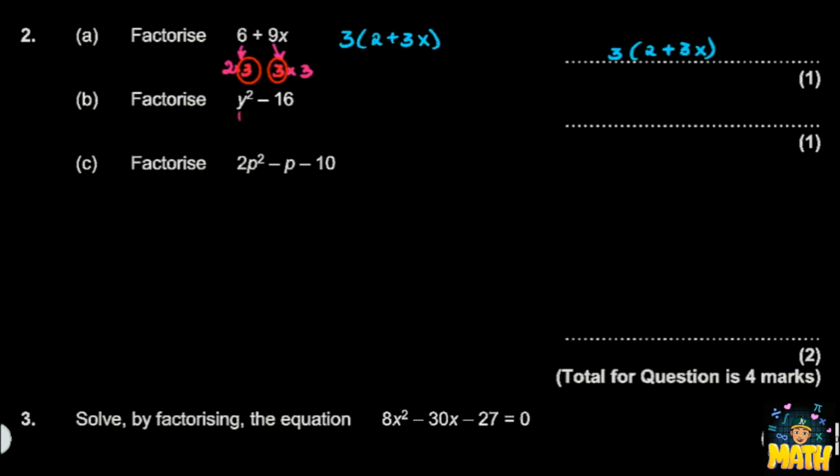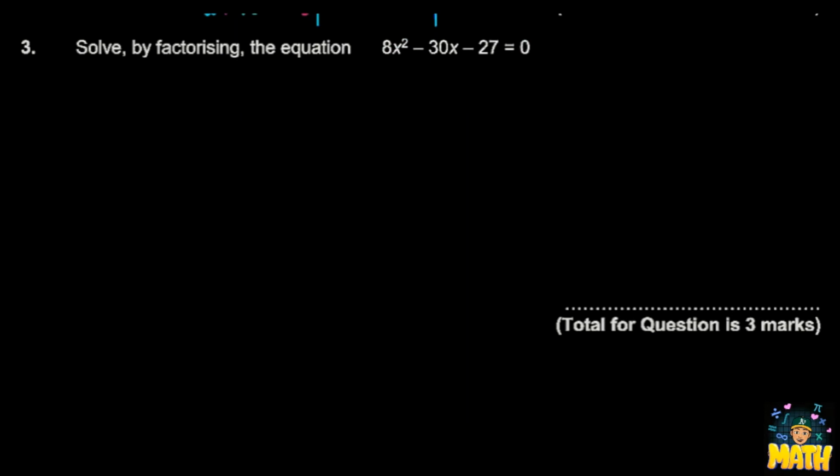All right, factorize y squared minus 16. I want you guys to notice that y squared minus 16 looks like a difference of 2 squares. So I'll express that as y squared and then this as 4 squared. So when you have a difference of 2 squares, you will always express this as y plus 4 and y minus 4 right there. In this question, we are to solve by factorizing the equation.